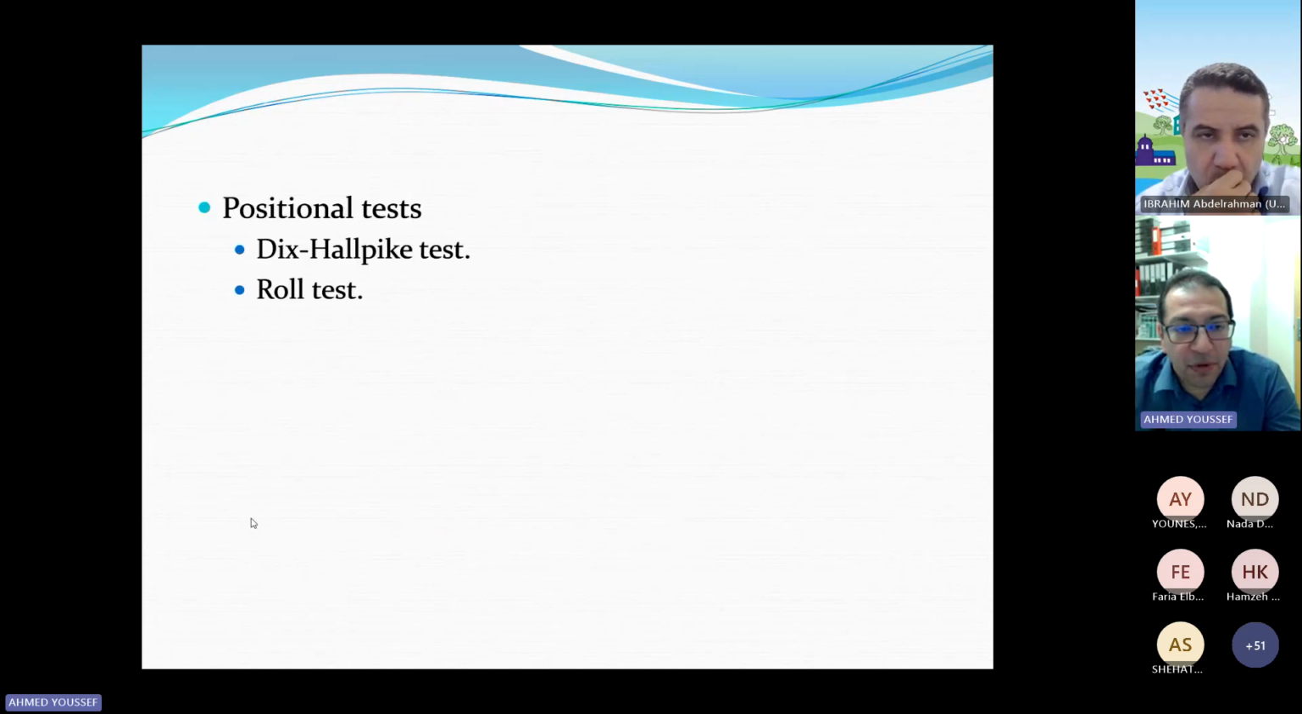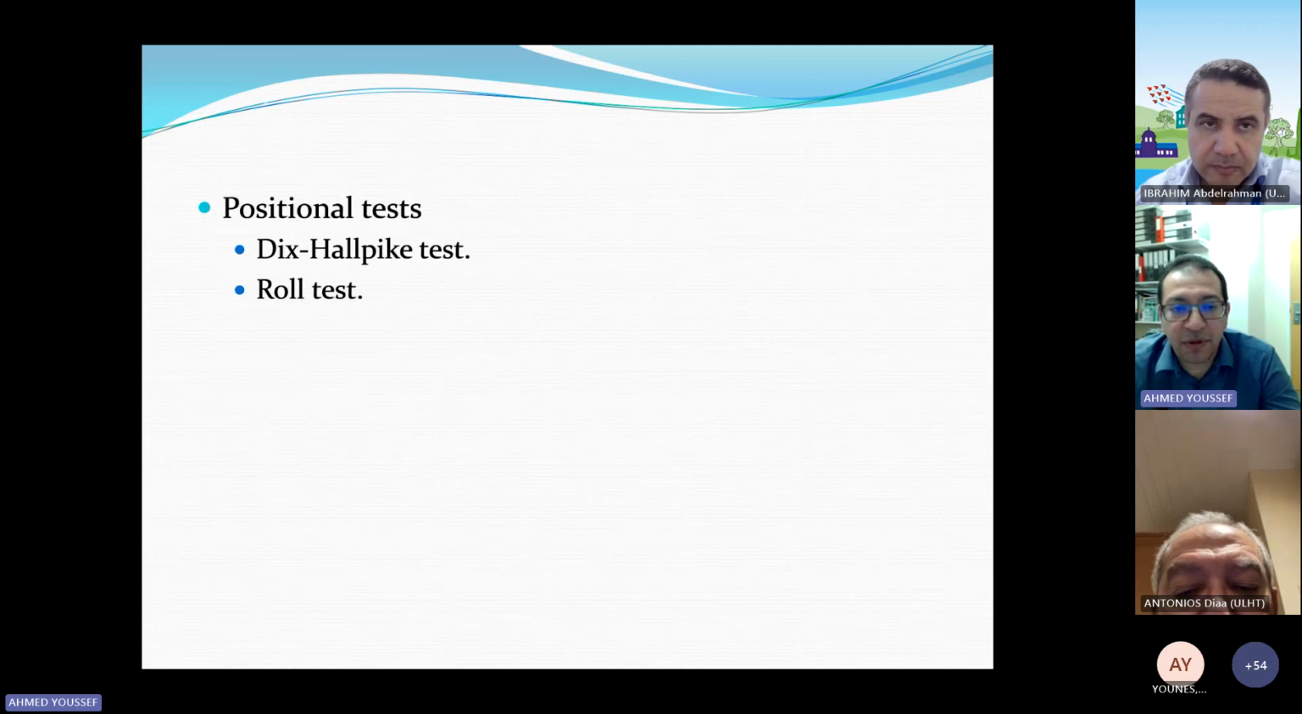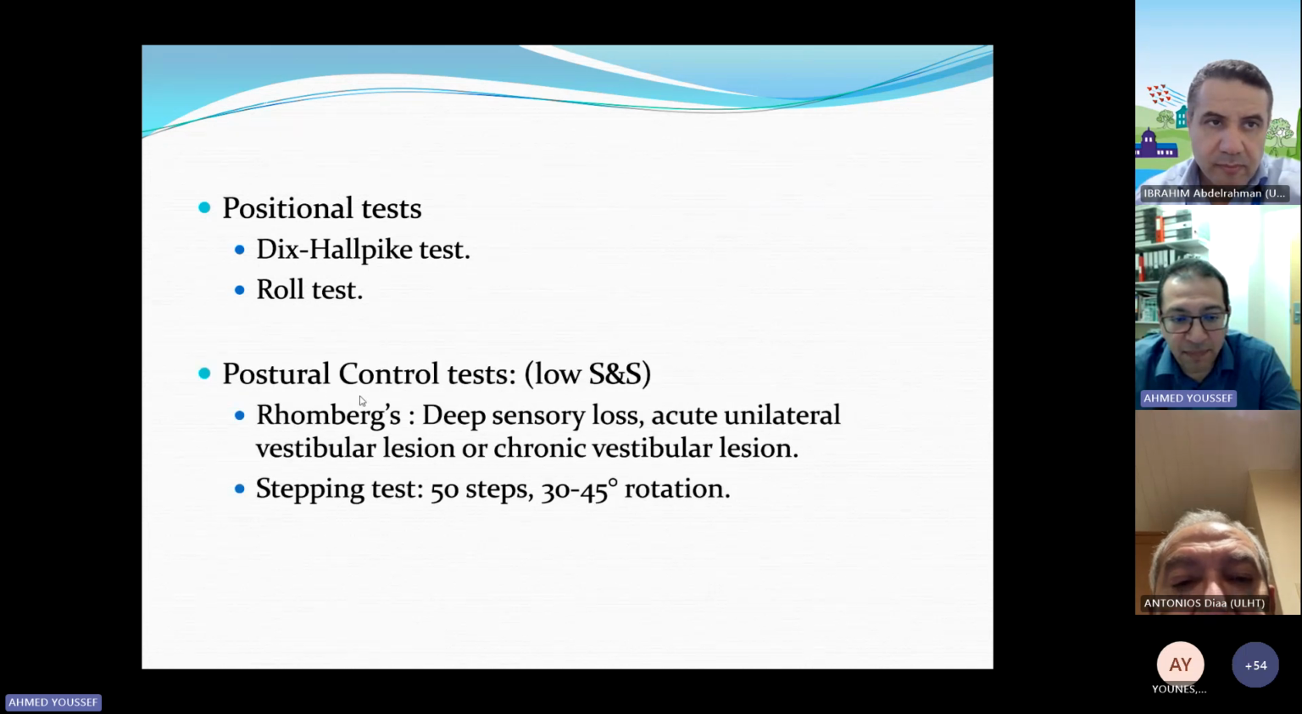Okay, so far we've done the ENT examination, the cranial nerve examination, the cerebellar testing, and then the nystagmus testing and the oculomotor tests, including the smooth pursuit and the saccades. Then we looked for the peripheral vestibular lesion. Then we move on to the positional tests. I don't want to waste your time telling you how to do the Dix-Hallpike test. The roll test is to test for the lateral semicircular canal, but then we move into the postural control tests, which are the Romberg's testing and the stepping test.